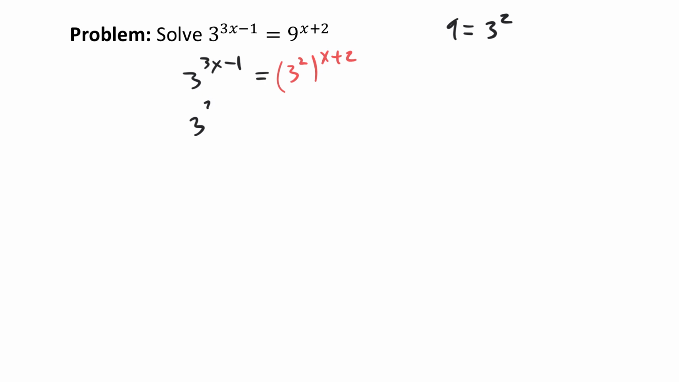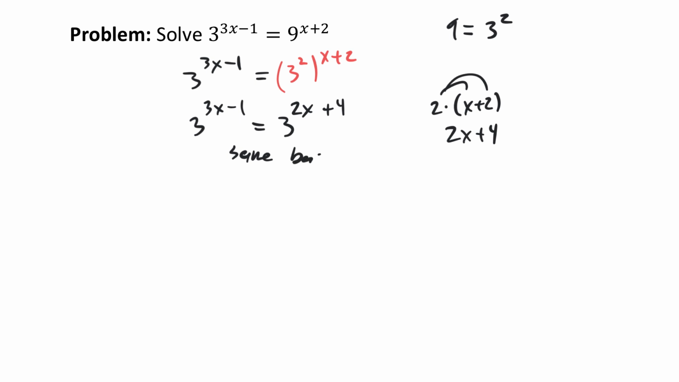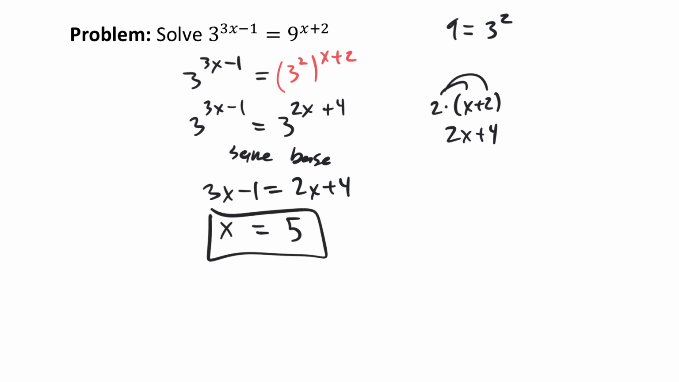Now we need to use our exponent rules to simplify that right side. Power to a power we multiply, so 3 to the 2x plus 4, because we're taking that 2 and multiplying the x plus 2. So the 2 is going in on both, 2x plus 4. Now notice we have the same base here. We both are 3, so we drop the base. 3x minus 1 equals 2x plus 4. Move the x over. x equals, move the 1 over, 5.